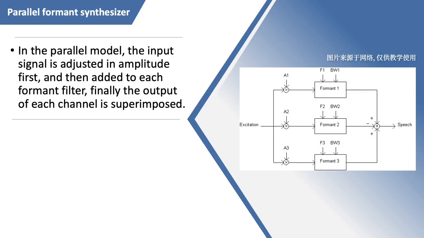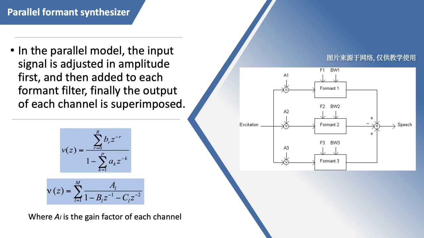In the parallel model, the input signal is adjusted in amplitude first, and then added to each formant filter. Finally, the output of each channel is superimposed. Experiments show that three formants are good enough for intelligible speech. There is a sound example to show the result of a three-formant synthesizer.